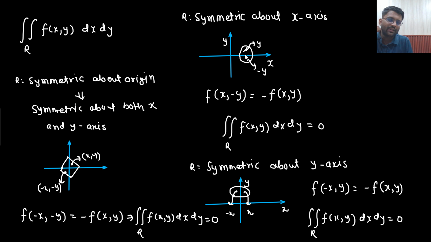If the region is symmetric about the x-axis, then this is what you need to do. Symmetric about the y-axis, then this is what you need to do. Symmetric about the origin, then you would know that in place of x, y, if you put minus x, minus y, and a negative sign comes outward, then the integral would be 0. This is a GATE PYQ only. How would you solve this question?